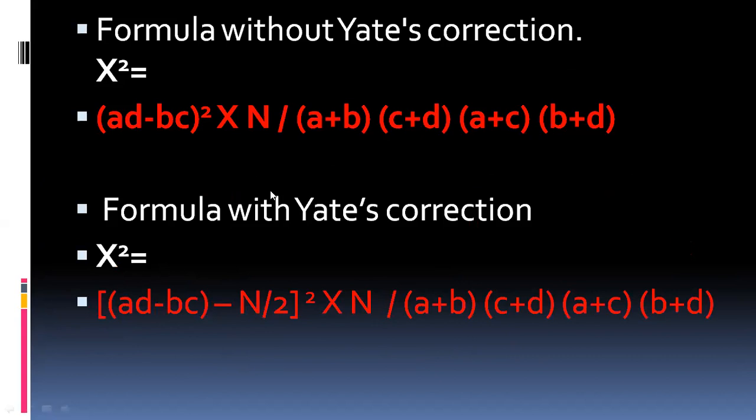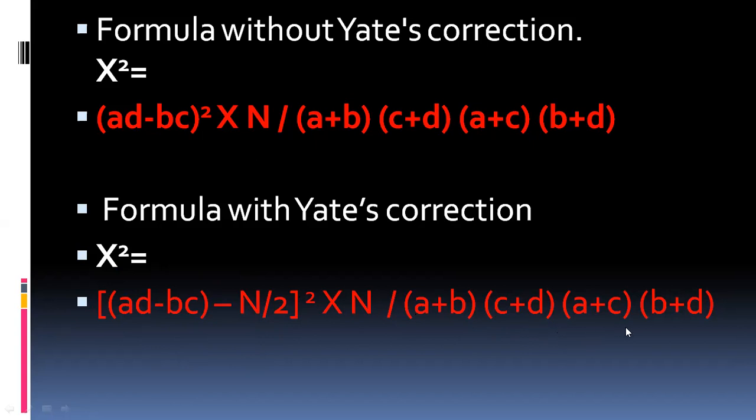Here the formula is given to calculate particularly for a 2 by 2 table, in terms of A, B, C, D. The formula without Yates correction is Chi-Square equals (AD minus BC) whole squared into N divided by (A plus B) into (C plus D) into (A plus C) into (B plus D). The formula with Yates correction is (AD minus BC minus N by 2) whole squared into N divided by (A plus B) into (C plus D) into (A plus C) into (B plus D).